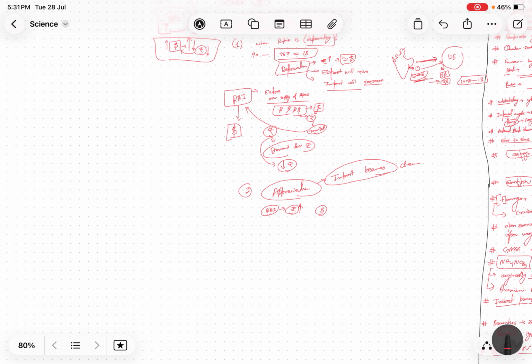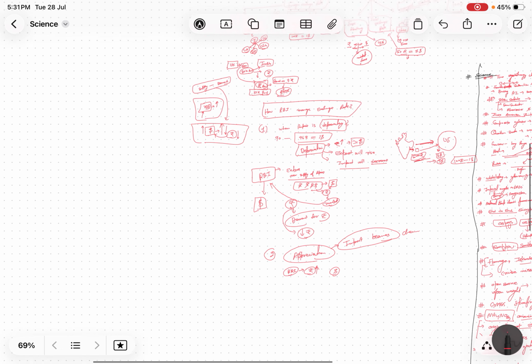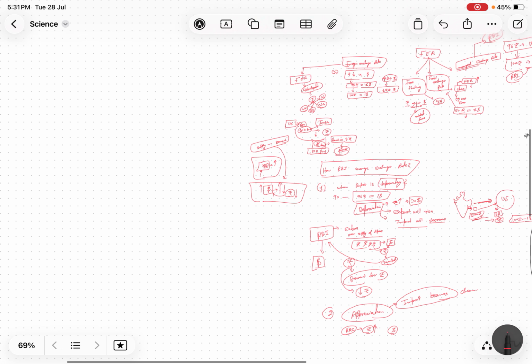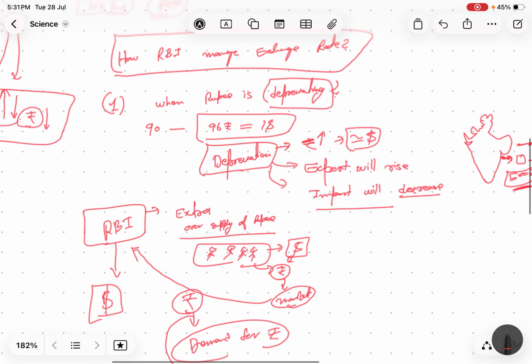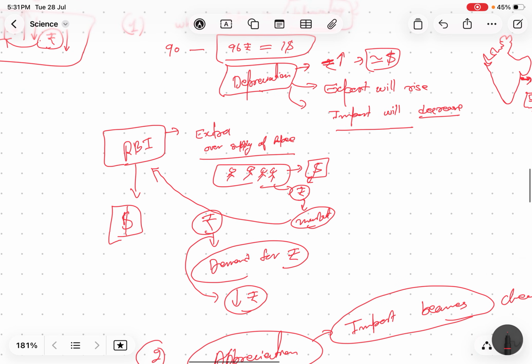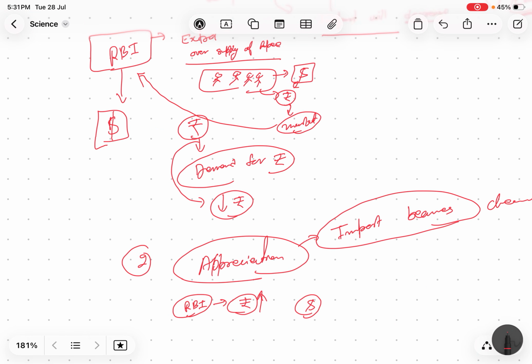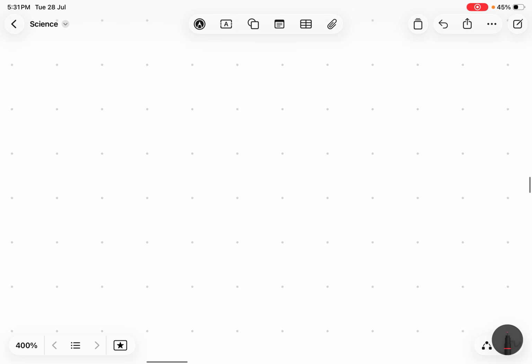Okay, so this is the thing. Let's come to the topic now. The topic is why in these days the rupee is falling so fast. You have understood how the RBI behaves when our rupee depreciates, and how the RBI behaves when our rupee appreciates. Now understand what the conditions are in these days.